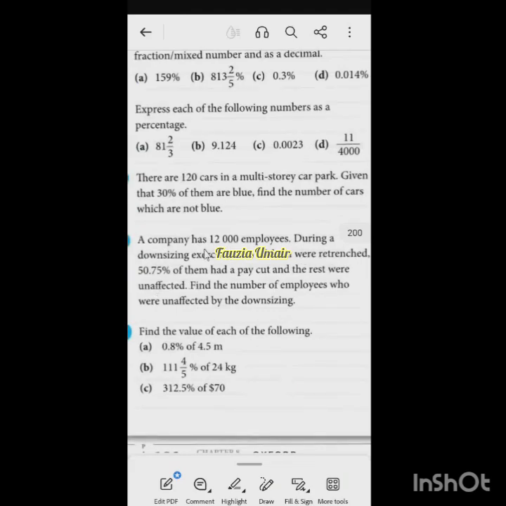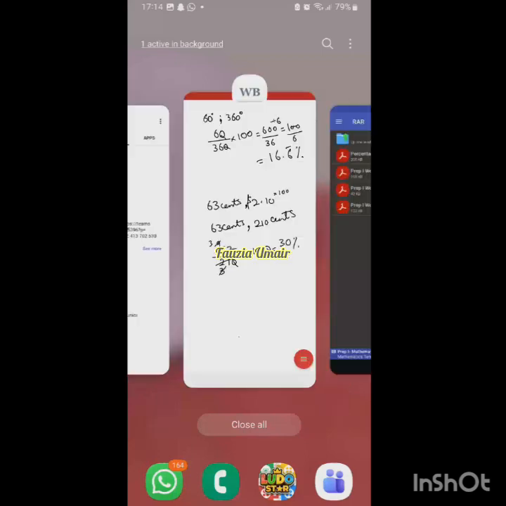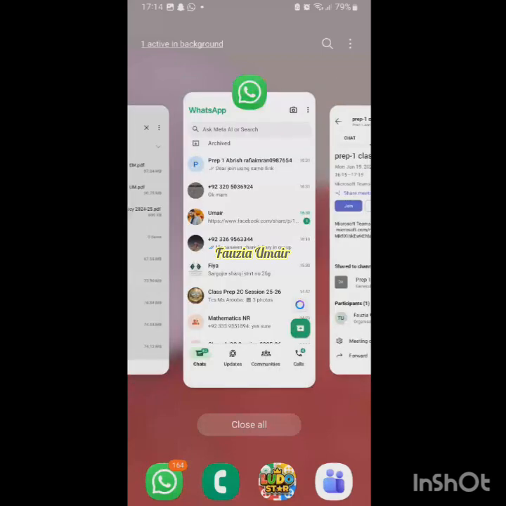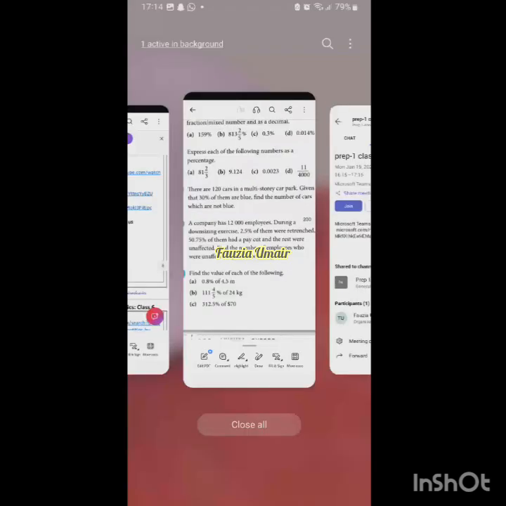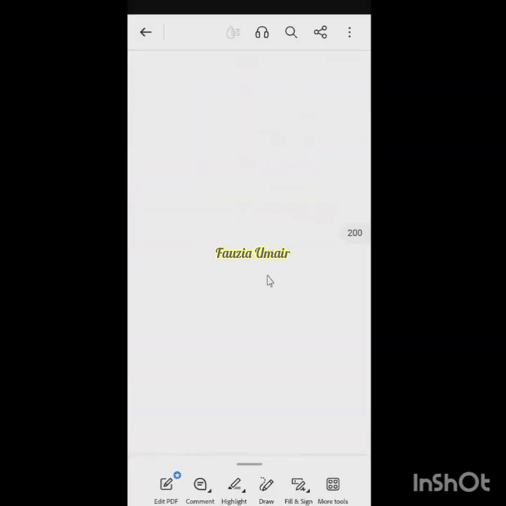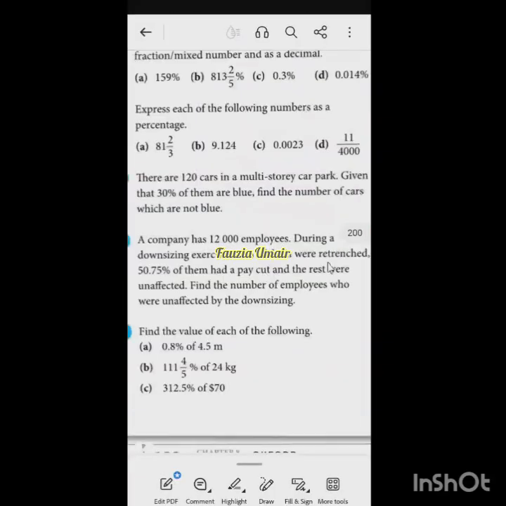During a downsizing, what is downsizing? Ma'am, I don't know. Downsizing is when the company needs to reduce employees. So the company starts kicking out the employees, because the employees are too many and the work is less, right? So is the screen coming or has it gone again? Ma'am, it is coming. All right, so you can see it. Okay. So 2.5% of them were retrenched.